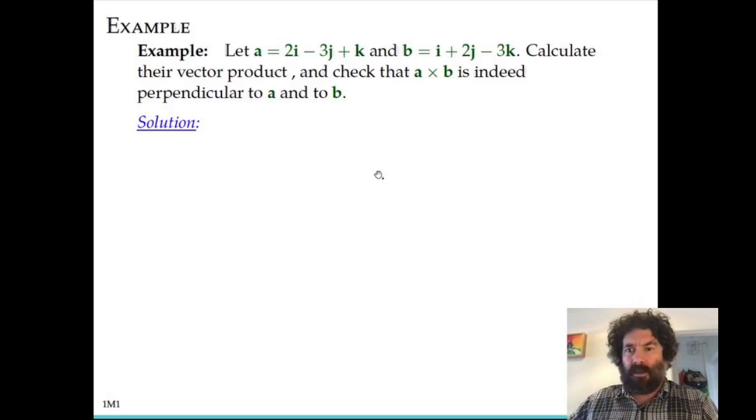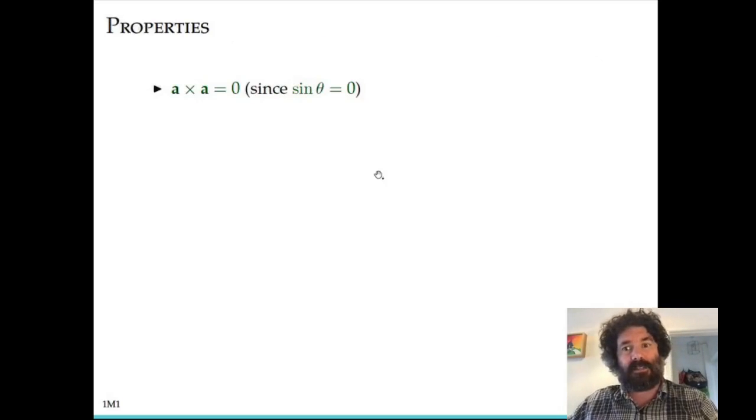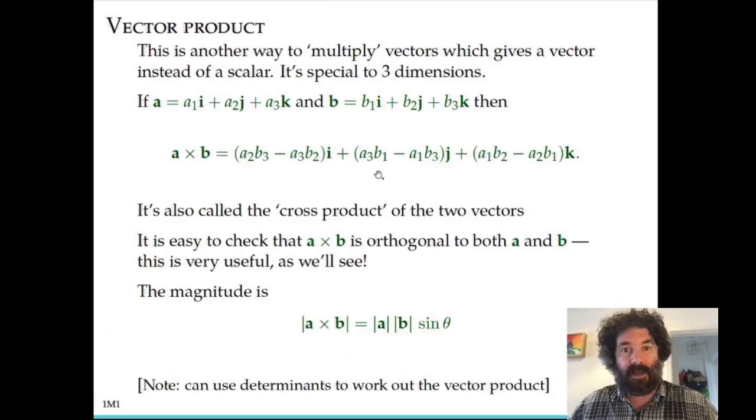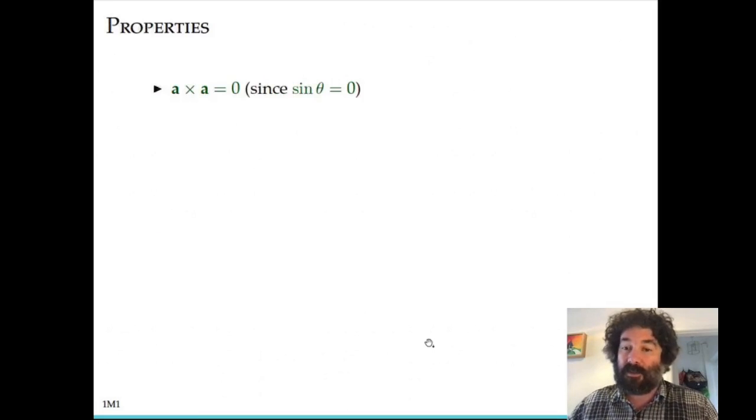All right, so let's continue and discuss some of the properties of the cross product. So the first property is that the cross product of a vector with itself is always equal to 0. And if we go back and have a look, remember that the magnitude of the cross product was the magnitude of A times the magnitude of B times sine of theta. And so theta is the angle between A and B. And if A equals B, this angle is 0, and the sine of 0 is 0. And so the cross product of a vector with itself is always 0.